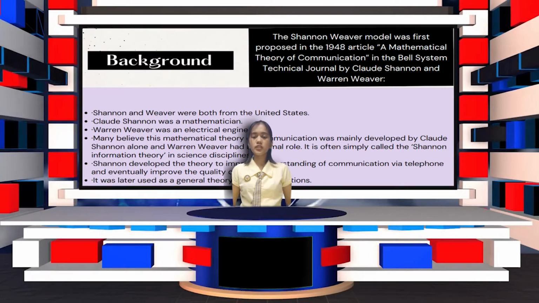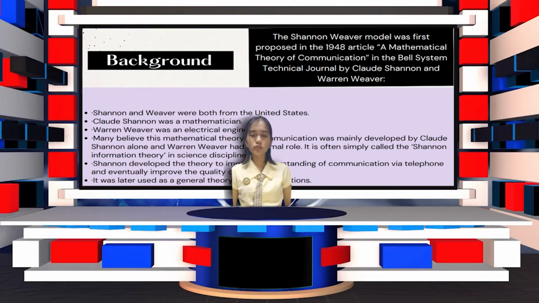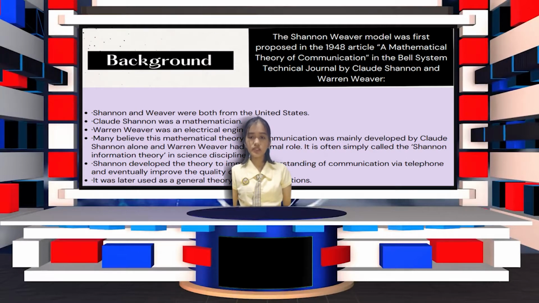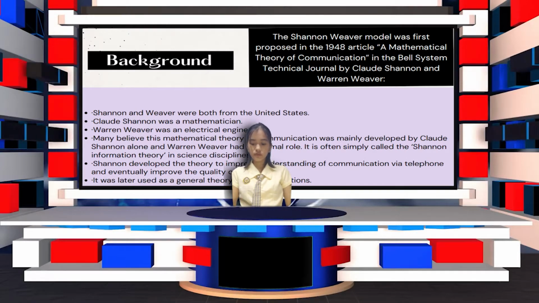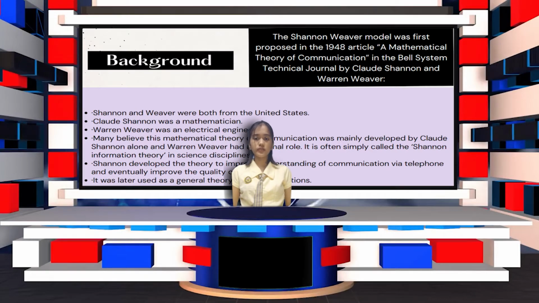Many believe that this mathematical theory of communication was mainly developed by Shannon alone, while Warren Weaver had a minimal role. It is often called Shannon information theory in science disciplines. Shannon developed the theory to improve the understanding of communication via telephone and eventually improve the quality of phones. It was later used as a general theory of communication.